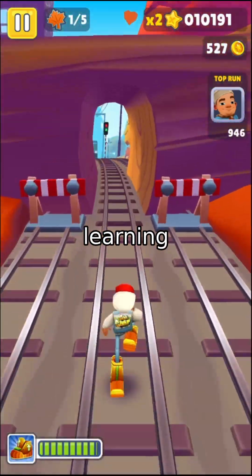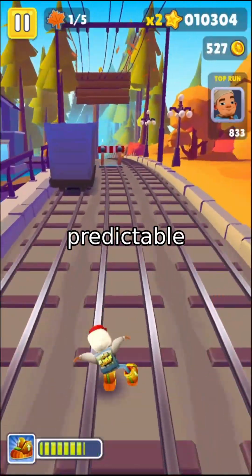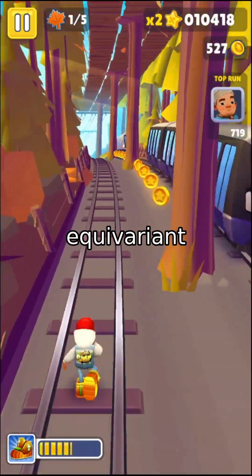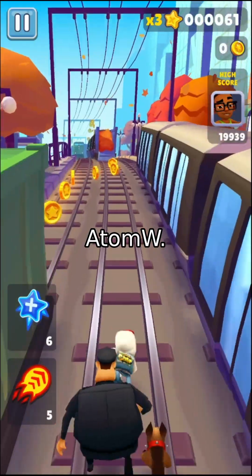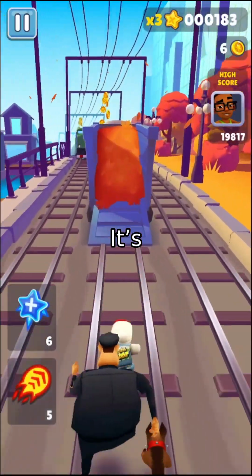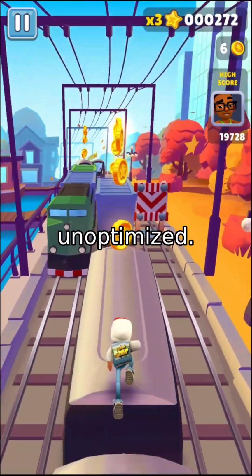For years, training machine learning interatomic potentials has followed a predictable pattern. You pick an equivariant architecture, you pull from a quantum chemistry dataset, and you hand it off to Adam or AdamW. It works. It's reliable. But it's also largely unoptimized.